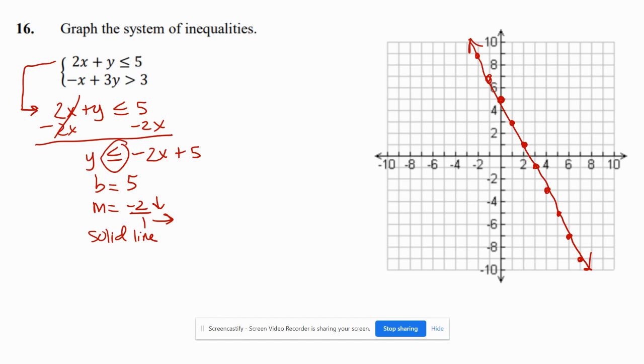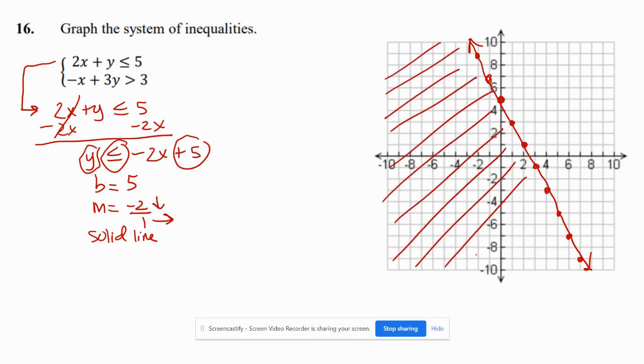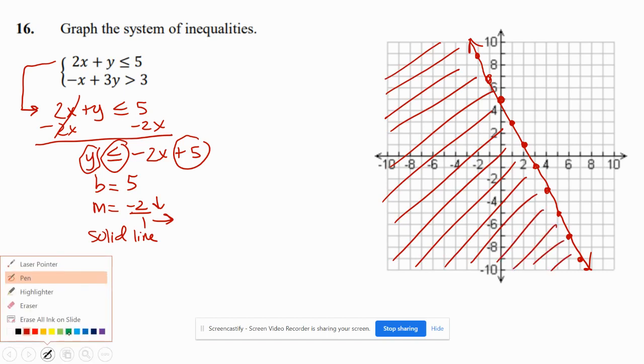And then when it comes to shading, we're going to read this as y is less than or equal to 5. So here's my y-intercept, 5. Values less than 5 would be located underneath. So I'm going to go ahead and shade everything underneath this line. Okay, now let's go ahead and graph the second one.